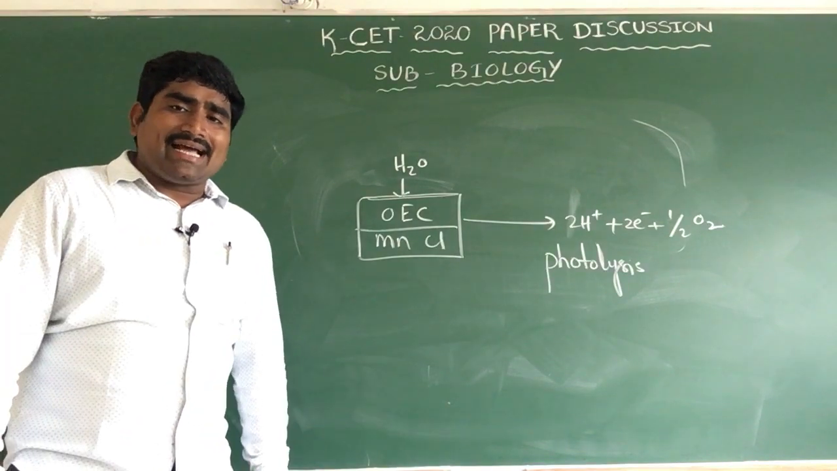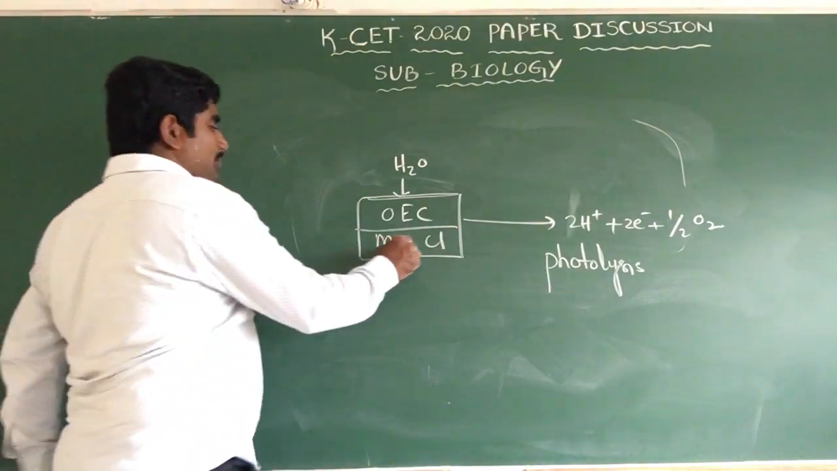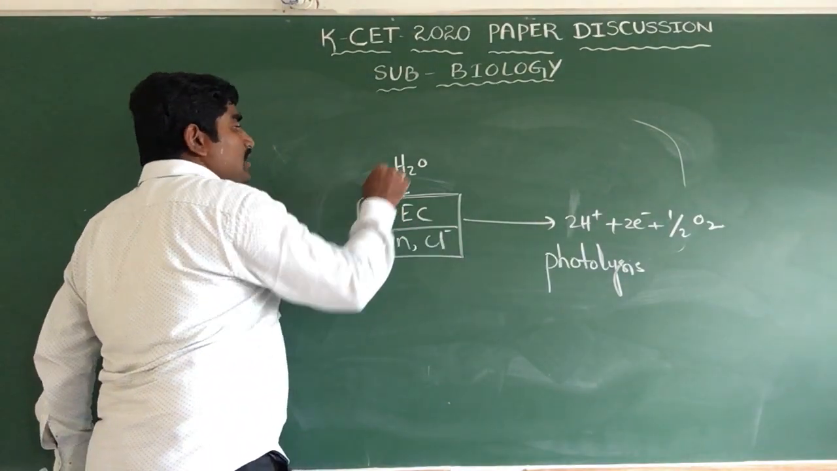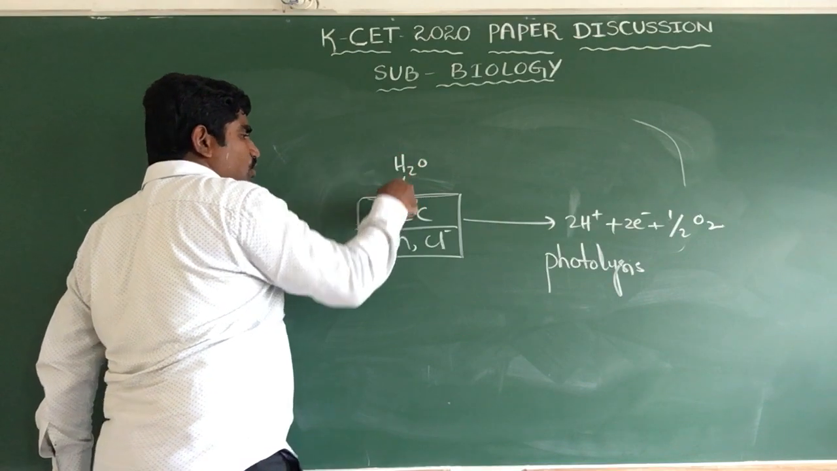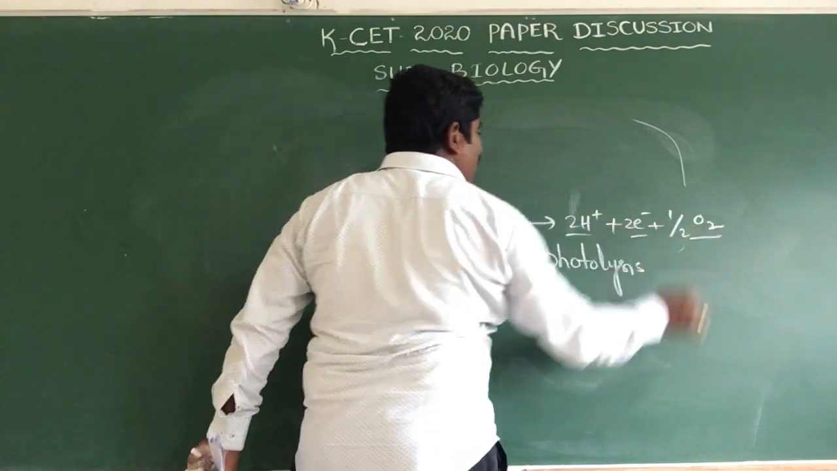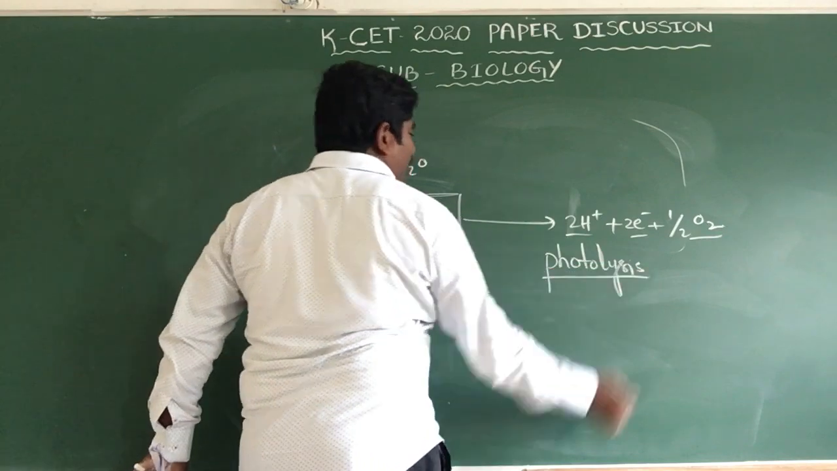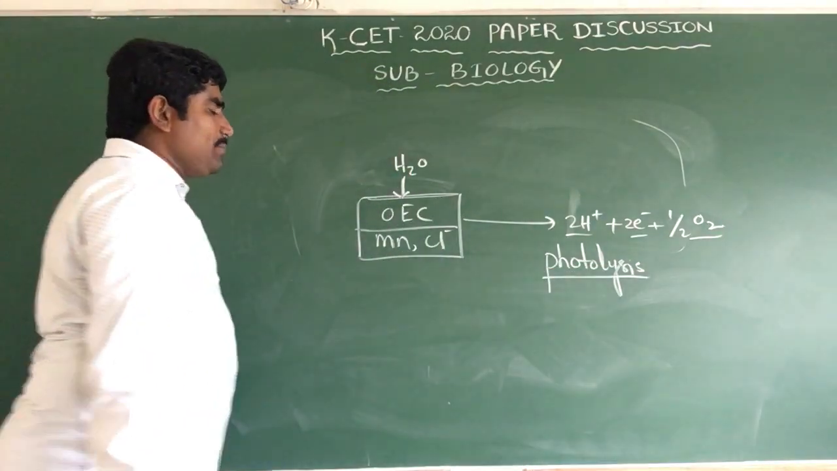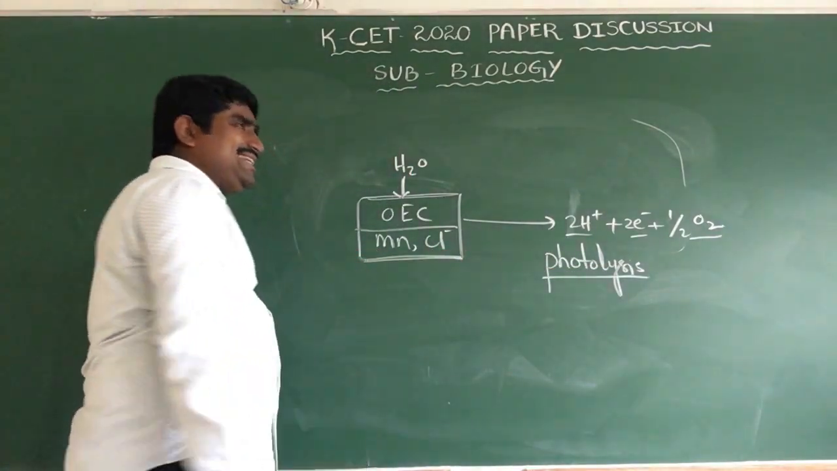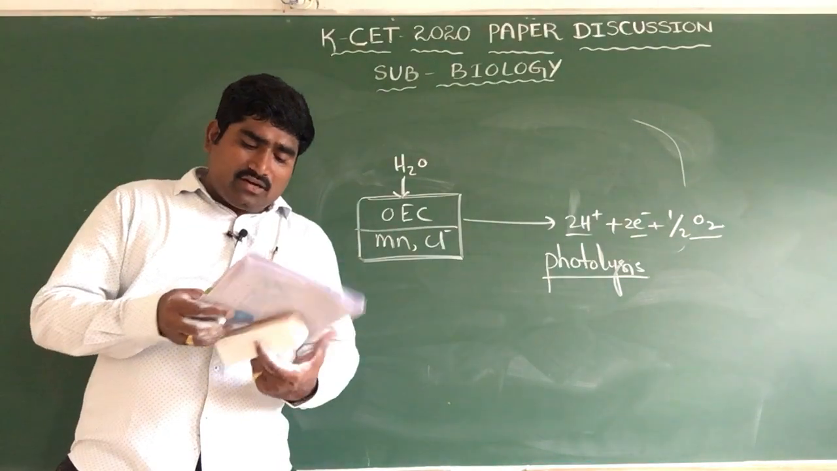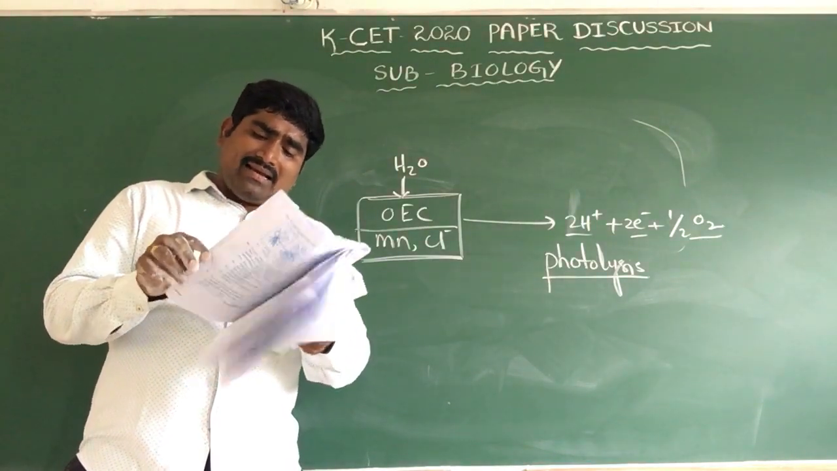So the OEC contains manganese and chloride ions. This OEC takes H2O and breaks it down into 2 protons, 2 electrons and half O2. This process is called photolysis. For this photolysis, the important elements are these two, manganese and chlorides.